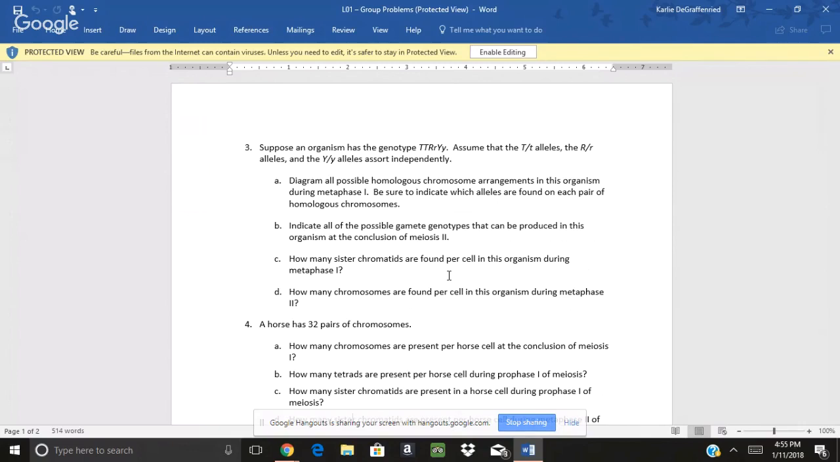Part C, how many sister chromatids are found per cell in this organism during metaphase I? I have 6 chromatids. Part D, how many chromosomes are found per cell in this organism during metaphase II? I have 3 chromosomes.